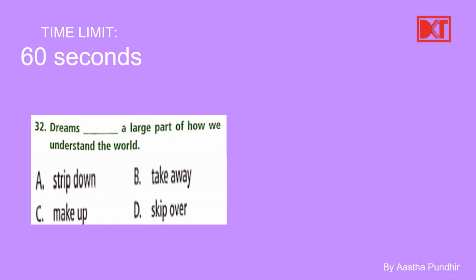All right, the next question. Dreams dash a large part of how we understand the world. A. Dreams strip down a large part of how we understand the world. B. Dreams take away a large part of how we understand the world. C. Dreams make up a large part of how we understand the world. Or D. Dreams skip over a large part of how we understand the world. Here the correct answer is C.